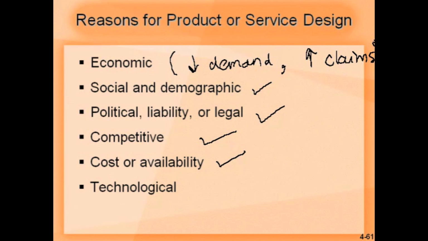It could also be due to cost or availability. So if something is very expensive, or maybe some raw material is not readily available, obviously the design has to be changed so that they can do it at a lower cost and with some other material. It could also be because of technological advances which are happening.